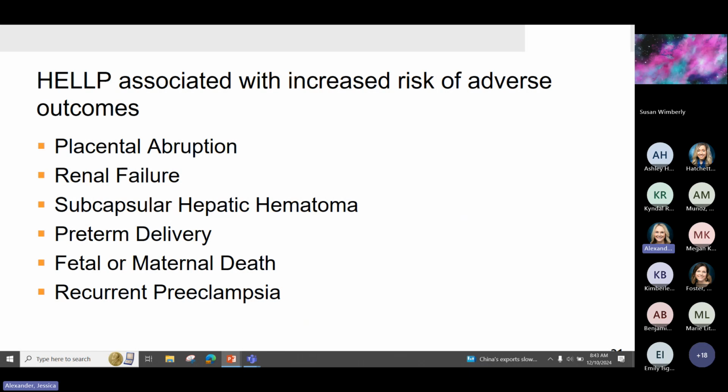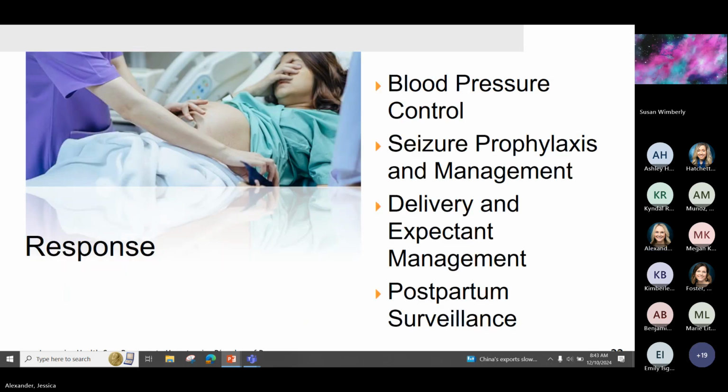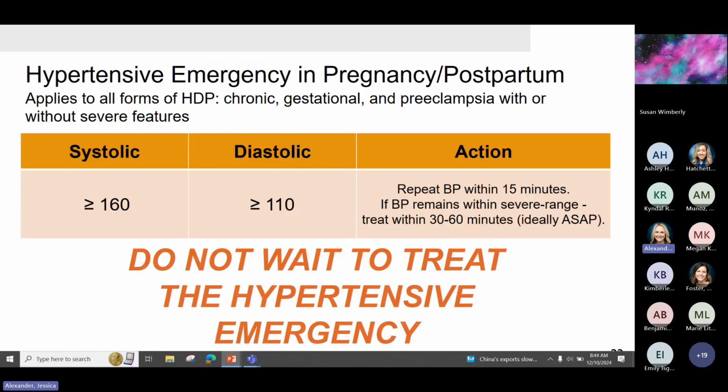HELLP syndrome is associated with increased risk of adverse outcomes, have a higher risk of placental abruption, renal failure, hematomas, preterm delivery, fetal maternal death. There is actually an increased risk of recurrent preeclampsia. So the next R is response. Again, blood pressure control, seizure prophylaxis, delivery or expectant, depending on clinical circumstances and gestational age. And then the other is simply, and most importantly, sometimes that we don't focus on enough, is our postpartum surveillance.